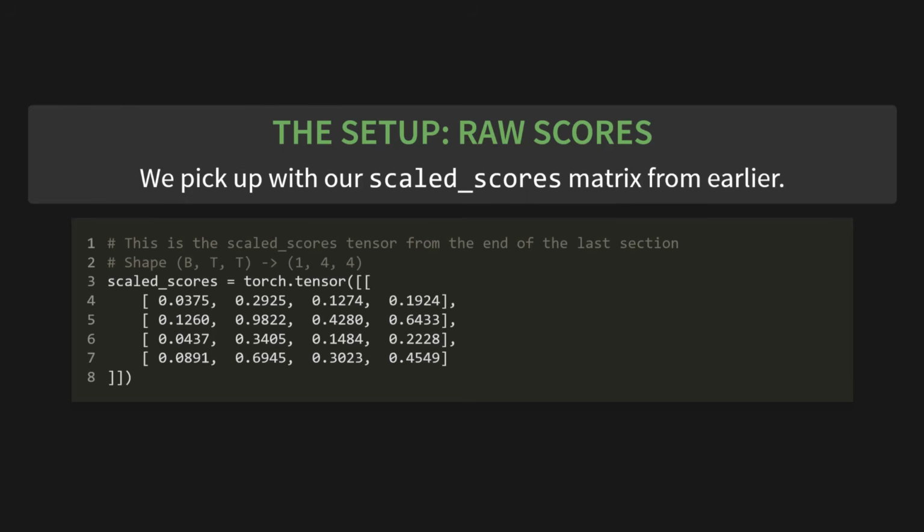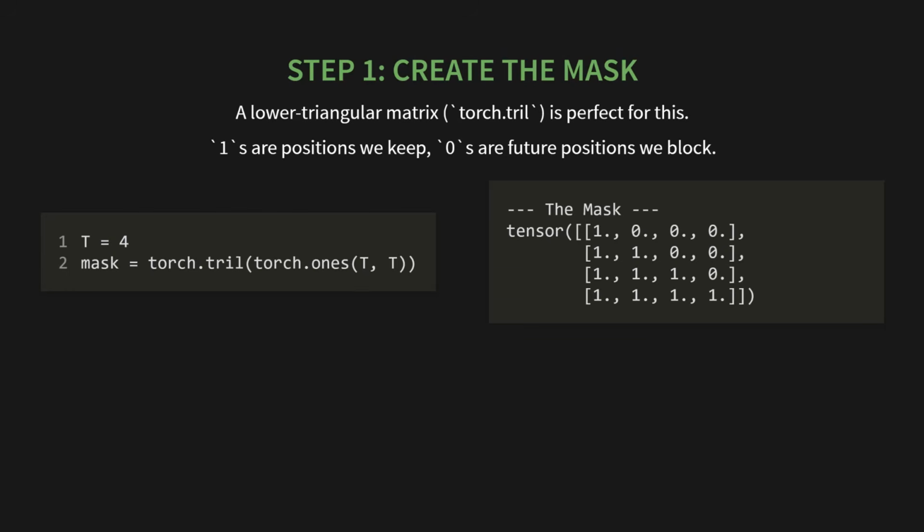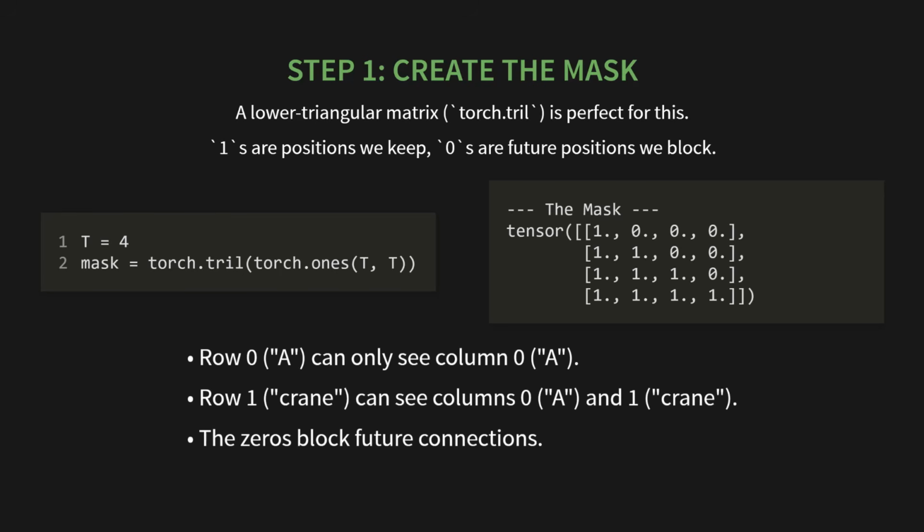Step 1. Create the mask. A lower triangular matrix is perfect for this. We can get one with torch.tril. 1s are positions we keep, and 0s are the future positions we're going to block. So we set T equals 4, and our mask is torch.tril of torch.ones of T, T. And here's the mask it creates. Look at this. Row 0 for "a" can only see column 0, "a". Makes sense. Row 1 for "crane" can see columns 0 and 1, so "a" and itself. The zeros are what block those future connections.